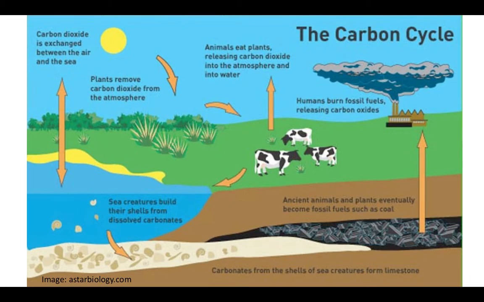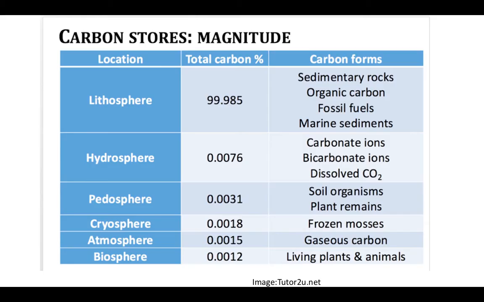Okay, so we've seen the places that carbon is stored. We've seen the processes that transfer carbon from one store to another. But let's get an idea of how much carbon is actually in these different stores. This chart is showing our different carbon stores in this column, and then it's showing the percent of the total carbon on Earth that is stored in that particular carbon store.